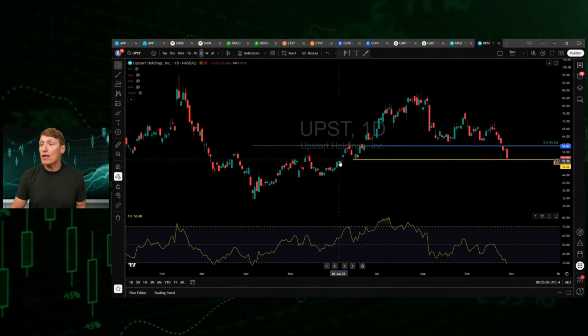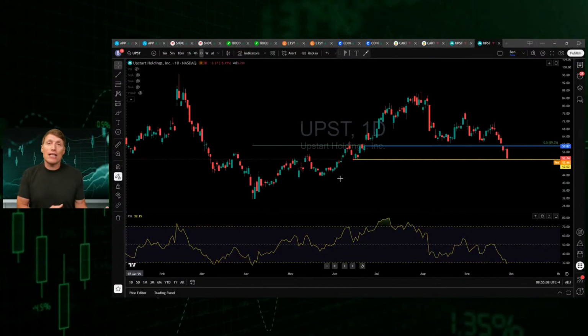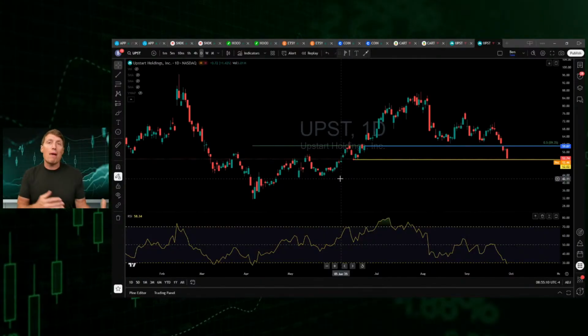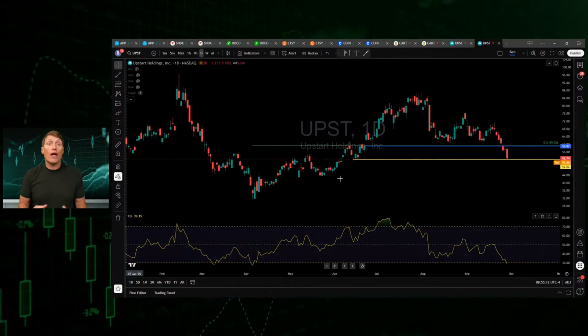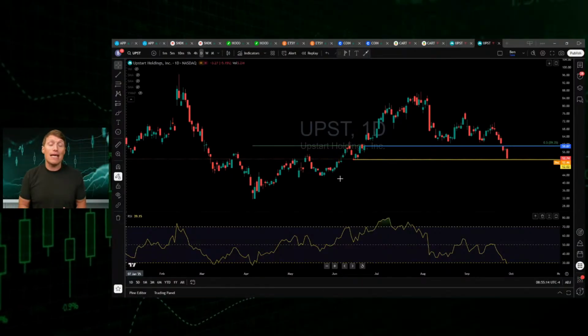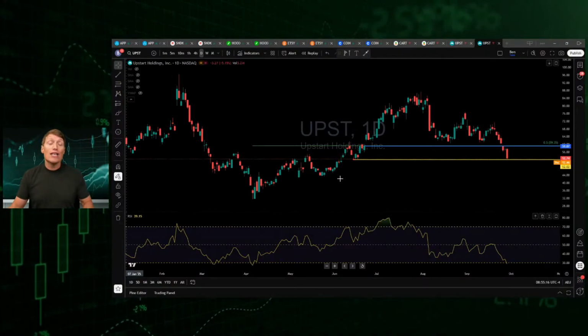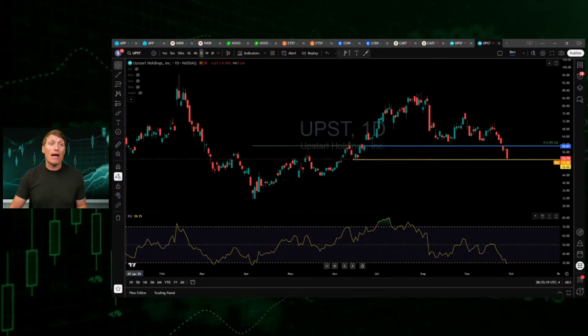Wouldn't necessarily be a day trade, and the reason is UPST is more of a momentum stock. So if there is continued negative sentiment, that can drive the price down. Okay, so now let's go ahead and go into my RSI trade of the day.